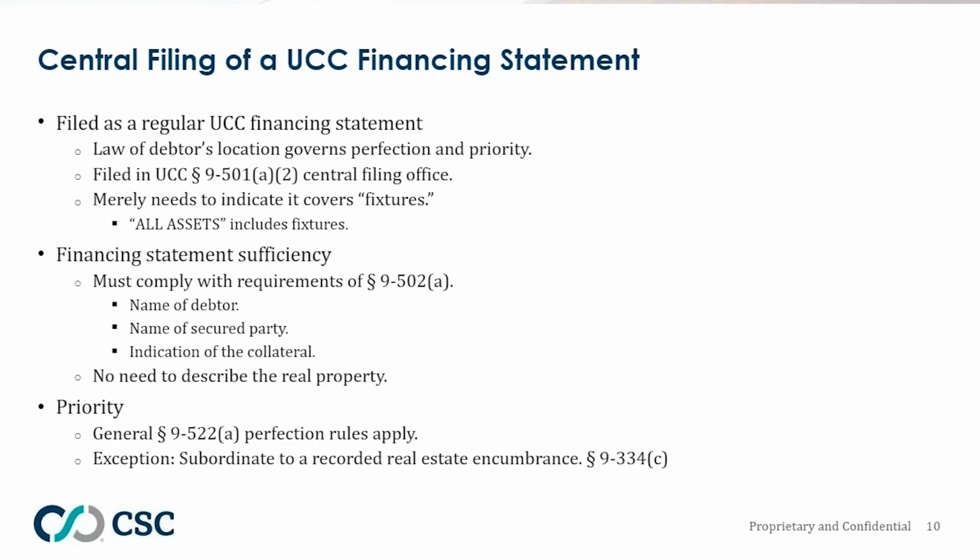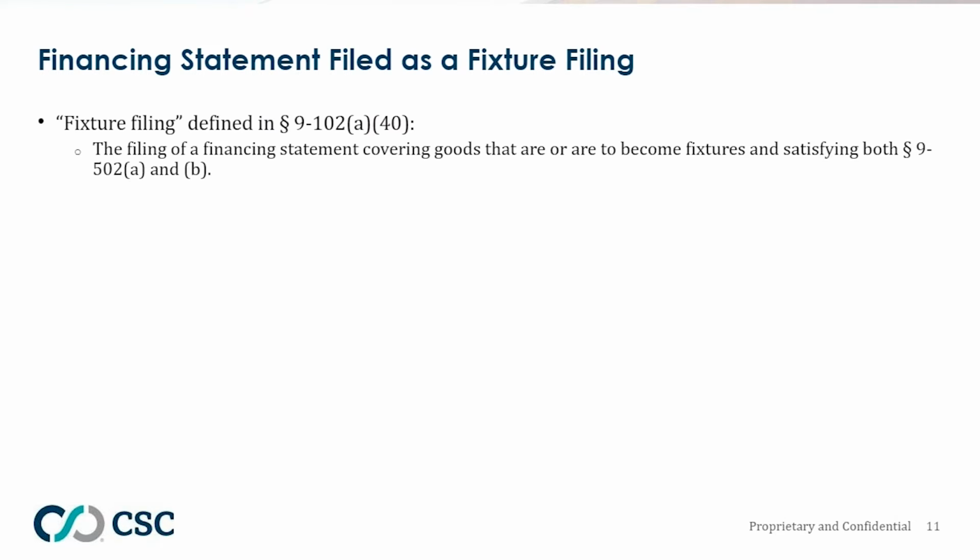The next option is a financing statement that is filed as a fixture filing. A fixture filing is a defined term under Article 9, and it means a financing statement that covers goods that either are or are to become fixtures, and it has to satisfy not only 9-502(a) like a state level UCC financing statement, but it also has to satisfy the requirements of Section 9-502(b). So as far as sufficiency goes, it has to be filed in the filing office designated by Section 9-501(a)(1). It is important to understand one thing in here.